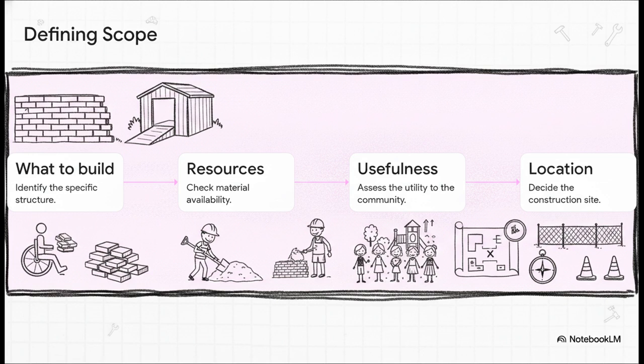First up, you have to define exactly what you're building. Are we talking about a boundary wall, a ramp, maybe a shed? Second, you check your resources. Do you actually have the bricks, the sand, and the people to do the work? Third, you gotta ask, is this even useful to the community? And fourth, where is this happening? You have to consider space, safety, and site access to make sure the whole thing is actually viable.